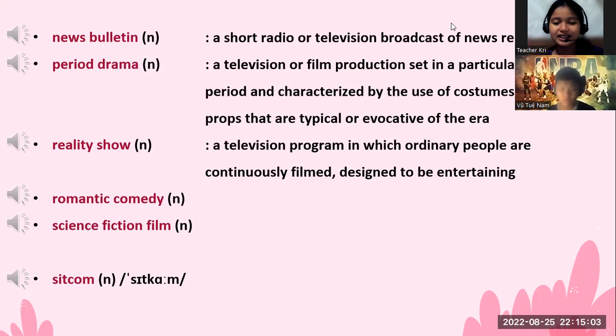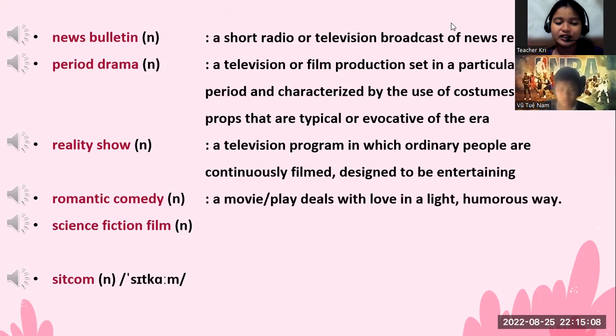Okay, next is romantic comedy. Romantic comedy. Okay, so a romantic comedy is a movie or play that deals with love in a light, humorous way. A romantic comedy is a movie or play that deals with love in a light, humorous way. Okay, humorous. Don't forget that word, humorous.